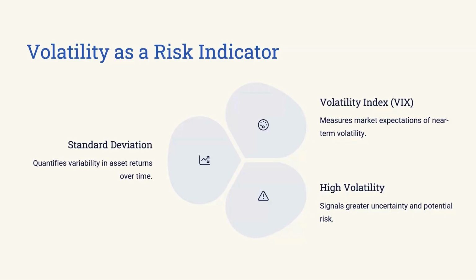For example, if a stock has a higher standard deviation, its price tends to swing widely, indicating higher risk. A sudden spike in the VIX might signal increased market uncertainty and a potential downturn.